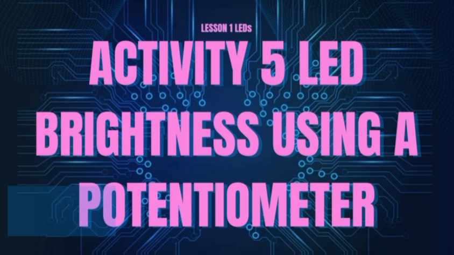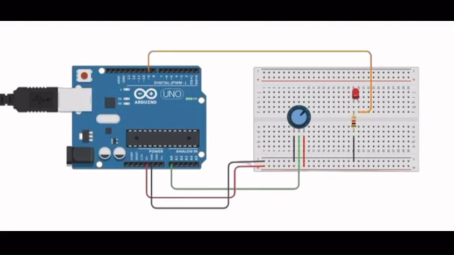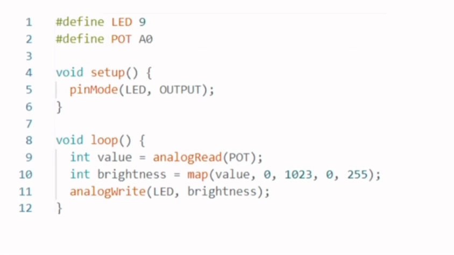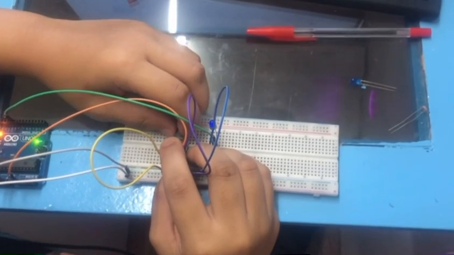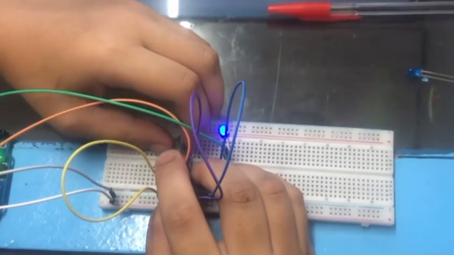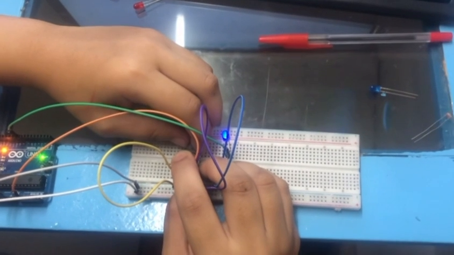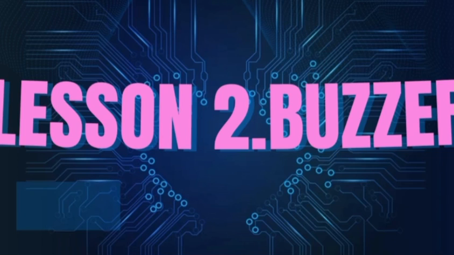For the last activity, a potentiometer is added. Its sides are connected to 5V and GND, and the middle pin to analog 0. Turning the knob changes the LED's brightness through analog input control. This shows how user input can adjust the behavior of electronic components in real time.